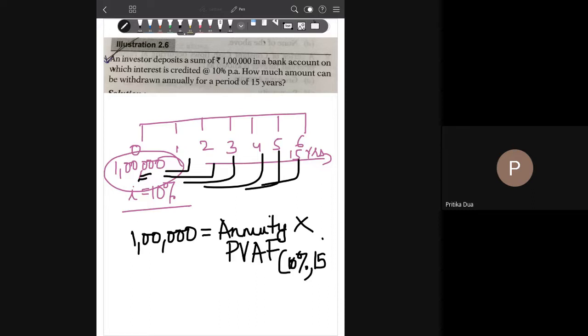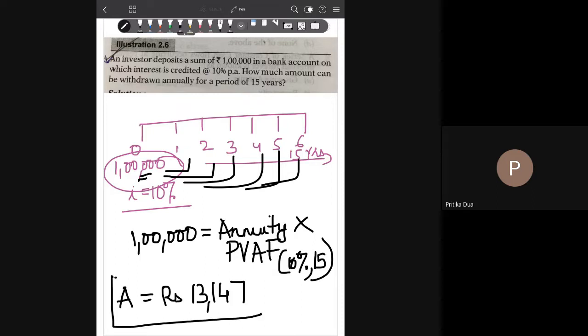And very good, the annuity is coming to rupees 13,147. So this was a question on discounting with equal cash flows, that is, the discounting plus annuity concept has been used in this question.